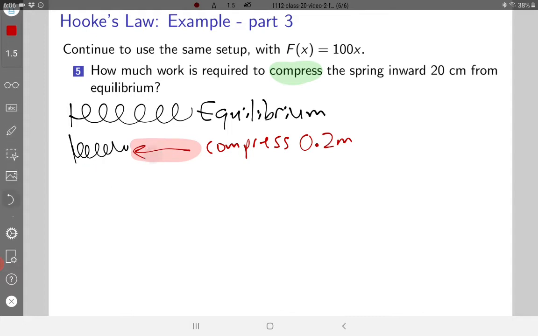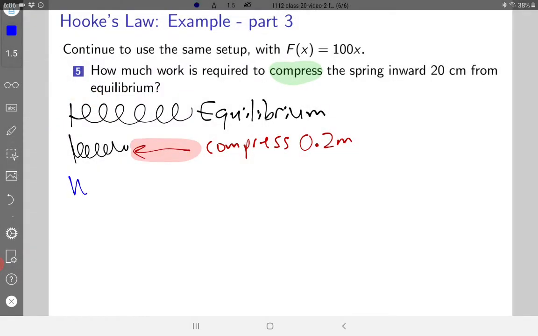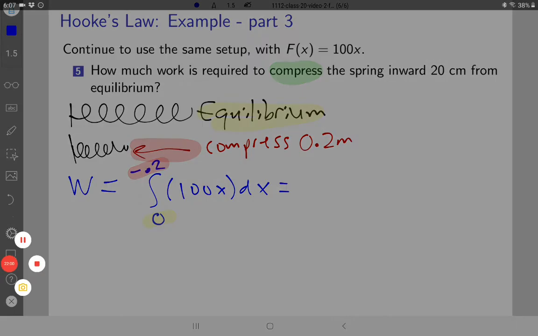Hopefully you can get that out of my terrible cartoony drawings. But the question is, how much energy, how much work does it take to do that? Well, as usual, I'm going to set up an integral of the force function, 100x. And in this case, the starting value is x equals 0 from the equilibrium. And the upper limit, the ending value, is negative 0.2 because I'm compressing it inwards by 0.2 meters or 20 centimeters. And that may look a little odd right now to see an upper limit of integration that's to the left, more negative than the lower limit, but that's not anything to worry about. Let's just plug in the numbers and see what we get.